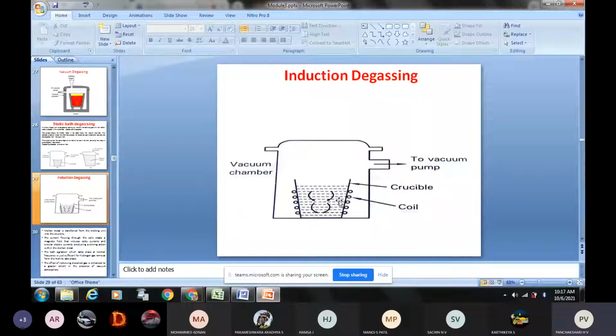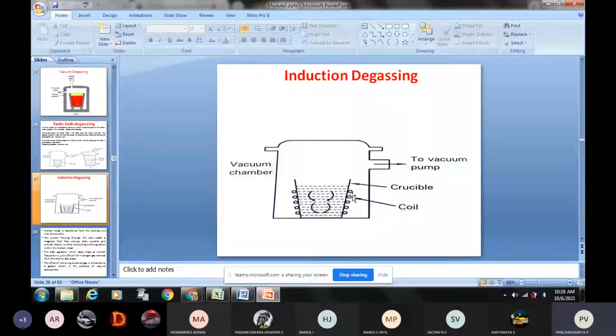Due to induction, as I have already explained in the previous class, it is nothing but induction of current between the primary circuit and secondary circuit, as you might have learned in transformers. There, a primary circuit and a secondary circuit will be there, and a core will be there, so that induction of that current takes place.